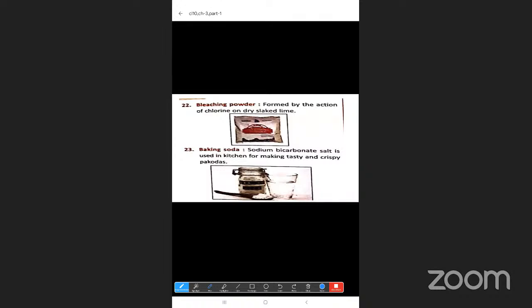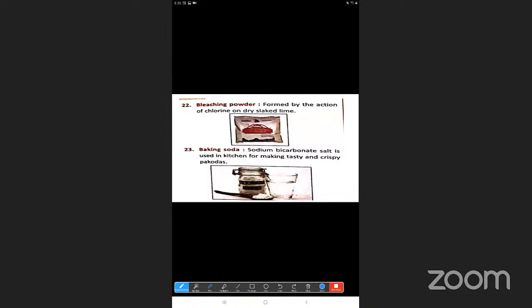Next one, bleaching powder. Bleaching powder is formed by the action of chlorine on dry slaked lime. It forms in the reaction between dry slaked lime and chlorine, then the formation of bleaching powder takes place. We'll discuss it later. Now, baking soda. Sodium bicarbonate salt is used in the kitchen for making tasty and crispy pakoras. So we can also call baking soda sodium bicarbonate.